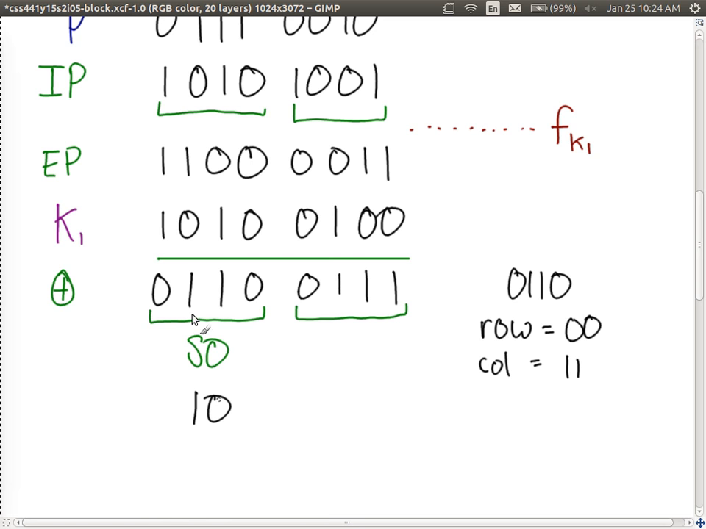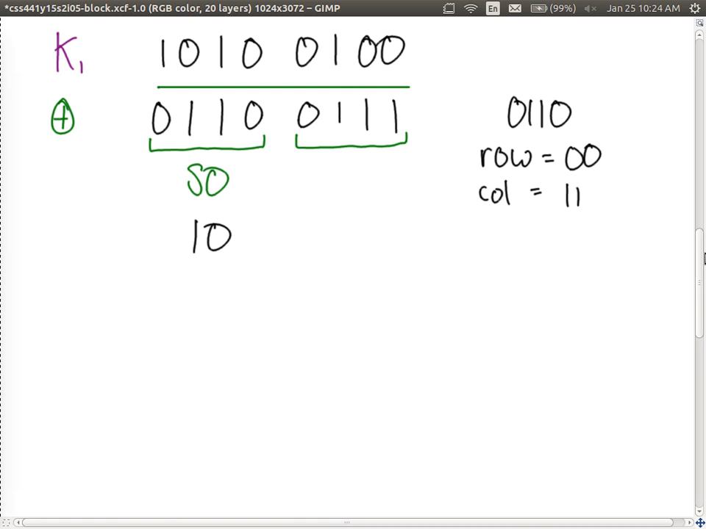Okay, so our input here, we have 0, 1, 1, 0. The rule is that the first and last bit tell us which row number. Row 00 in binary, or in decimal, row 0. So I convert. And the column is the middle two bits, 11, or if I convert to decimal, 11 is 3. Depends on how you want to think about it, in binary or decimal.